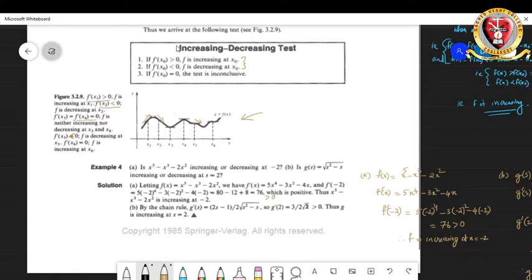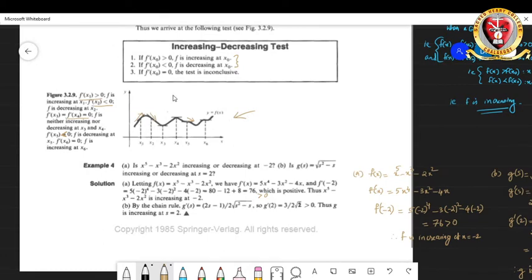at a particular point. There is a test called increasing decreasing test, and it says that if f dash of x naught is strictly greater than 0, f is increasing at x naught. If f dash of x naught is strictly less than 0, f is decreasing at x naught. And if f dash of x naught is equal to 0, we cannot apply the test. That is, the test is inconclusive. We cannot conclude anything. So, if we have the first two conditions, we can conclude that f is increasing at x naught or f is decreasing at x naught respectively.